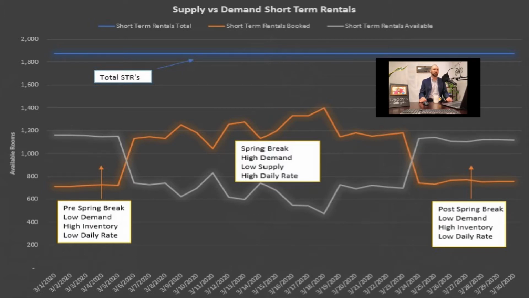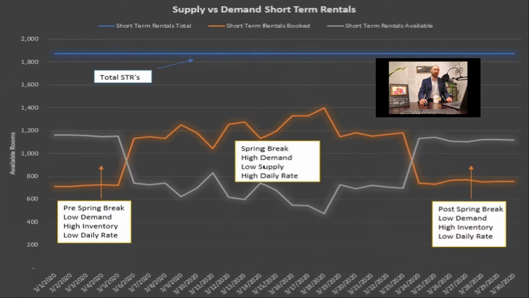And I'll show you what I mean by this. So obviously we know we're going to increase our prices during spring break, but I want you to notice this. On 3/11, on March 11th, we see that we have available supply of about 850 units, all right?